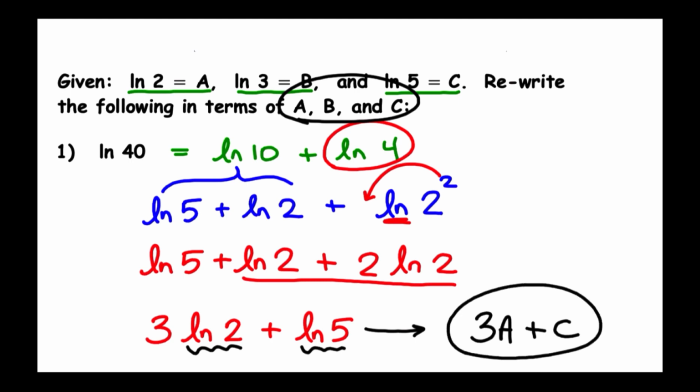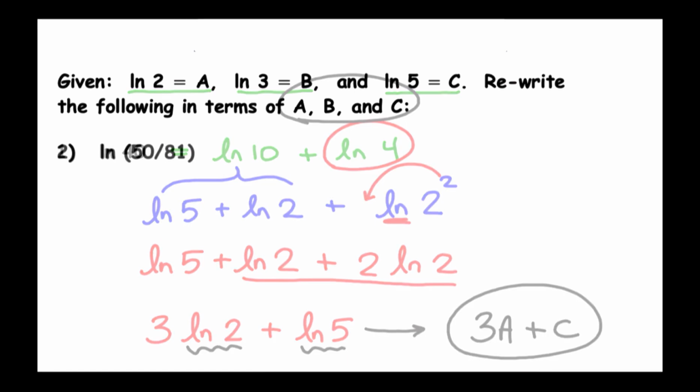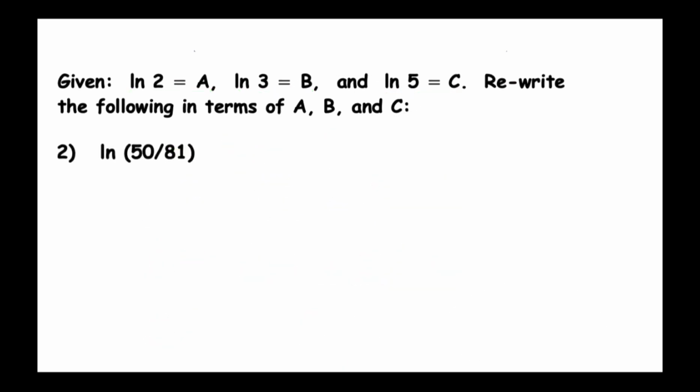As a teacher, I love making problems like this one because they're super easy to check, but also you can't use your calculator and just blindly type. You have to know the laws. All right, let's try a couple more of these. Here we have the natural log of a fraction. It's the natural log of 50 81ths, and I want to undo the fraction using the quotient law.